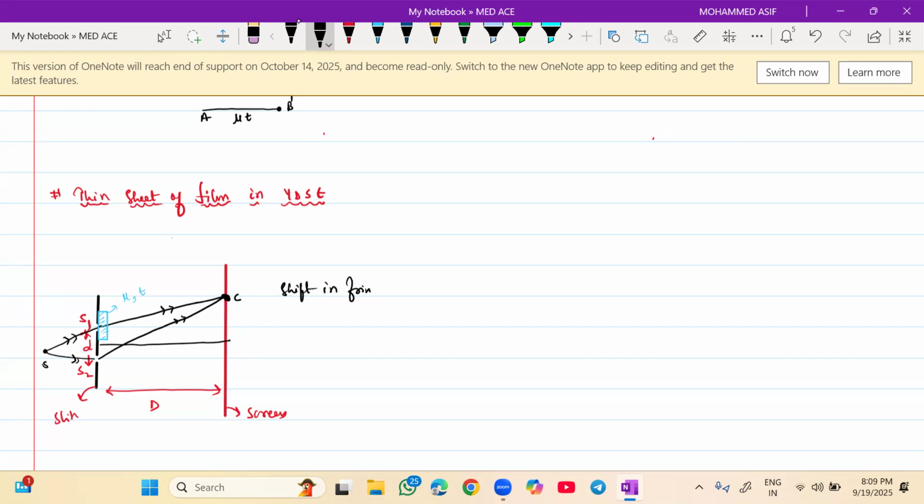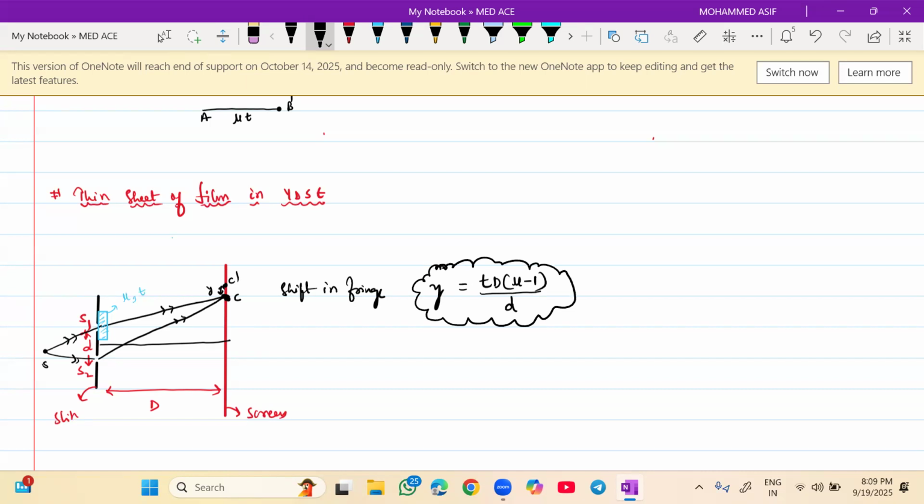Shift in your fringe. That means somewhere here it has shifted, for example, this one is right now, y. So the fringe shift is given by the formula y equals thickness t into capital D into (mu minus 1) divided by small d. This is a formula you need to remember.